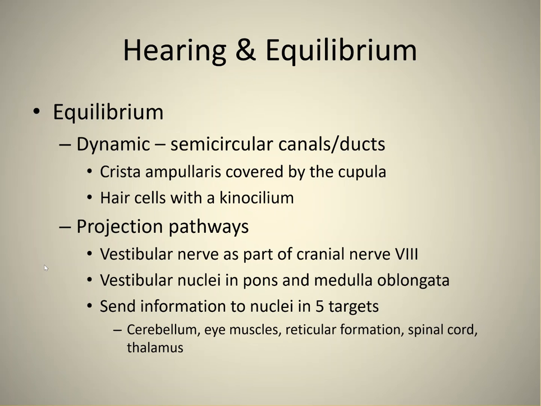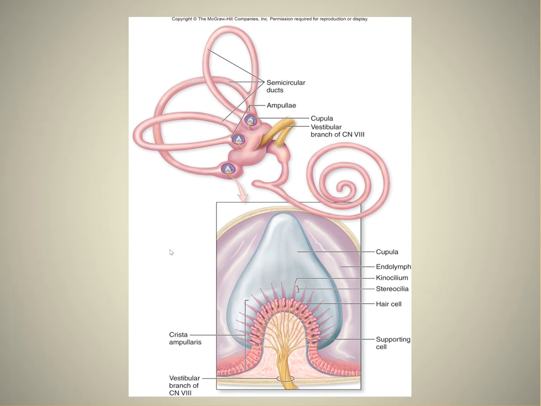And then the projection pathways, vestibular nerve is part of cranial nerve 8, vestibular nuclei in the pons and medulla oblongata. And this equilibrium information is sent to 5 places: the cerebellum, eye muscles, reticular formation, spinal cord, and thalamus. This is a dynamic equilibrium receptor inside the semicircular canals, and there's the crista ampullaris. This is the cupula. This is the firm jello.